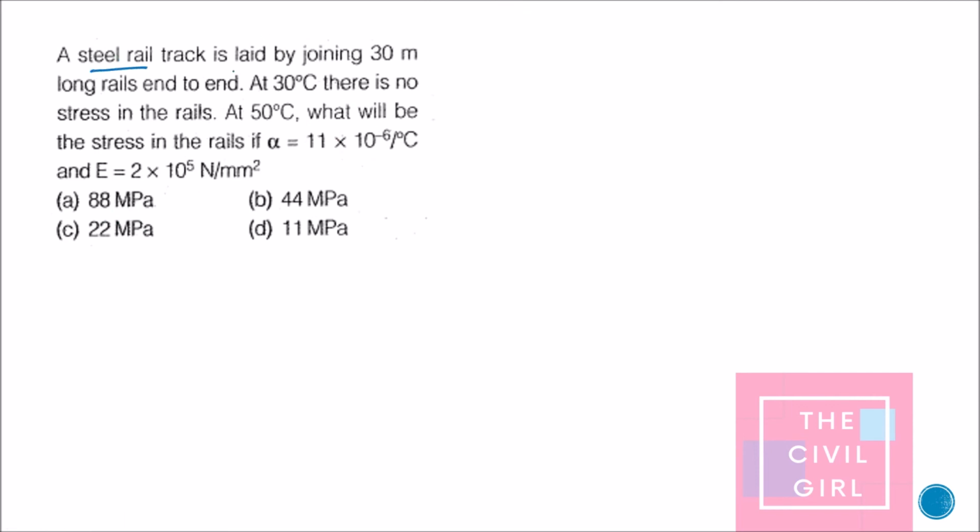So the steel track is laid by joining 30-meter long rails end to end. At 30 degrees centigrade, there is no stress. At 50 degrees centigrade, what will be the stress if alpha is so and so and E is so and so? In the previous videos, they have directly given the change in temperature. Here you have to calculate. So that is the difference. So the change in temperature is 50 minus 30, it is 20 degrees centigrade.